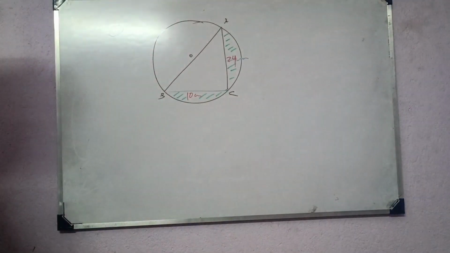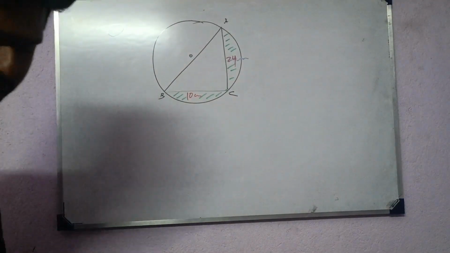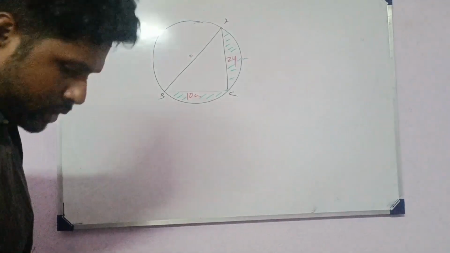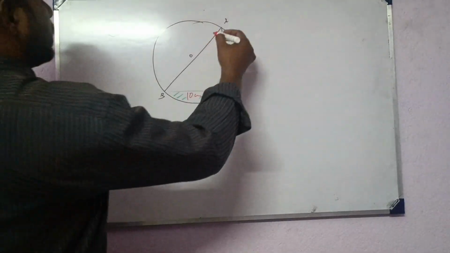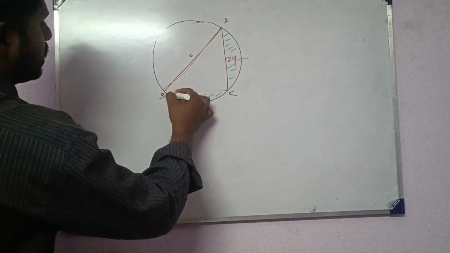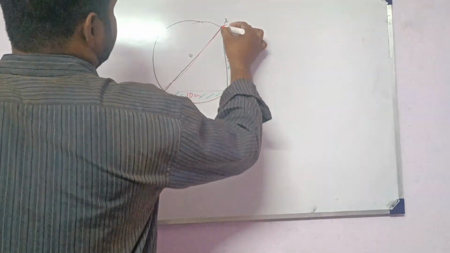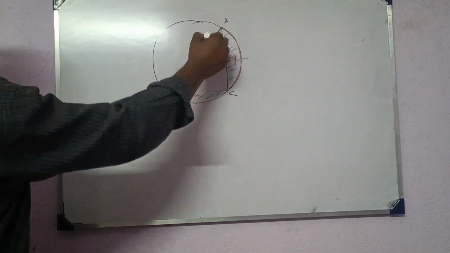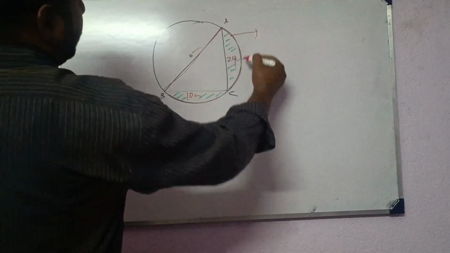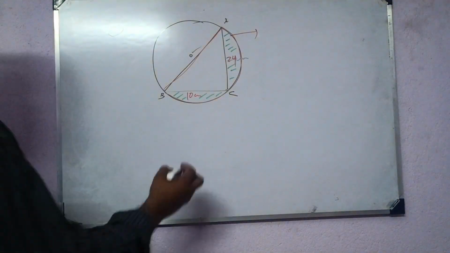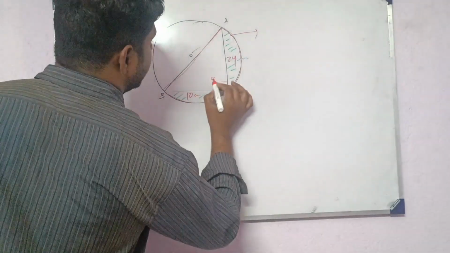We have to find the area of the shaded region. To find the area of the shaded region, the first thing to write is this whole figure, which is a semicircle because O is the center and AB is the diameter. This whole portion is a semicircle, and this is 90 degrees.